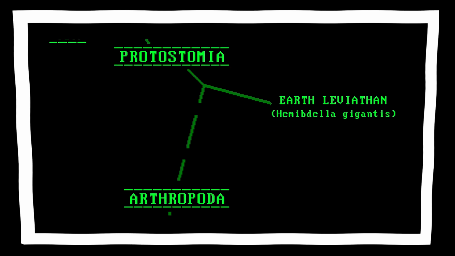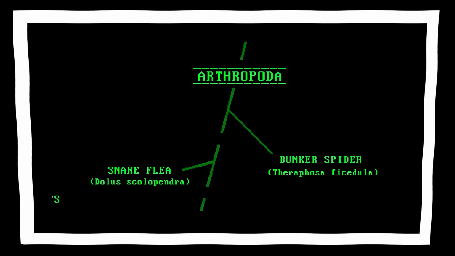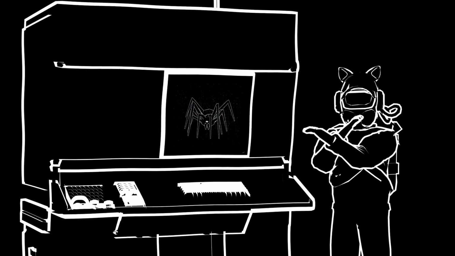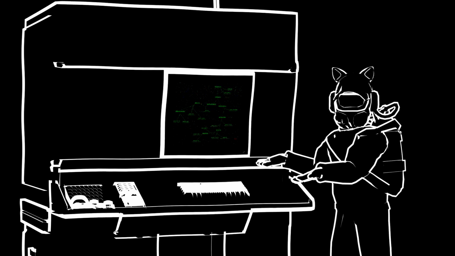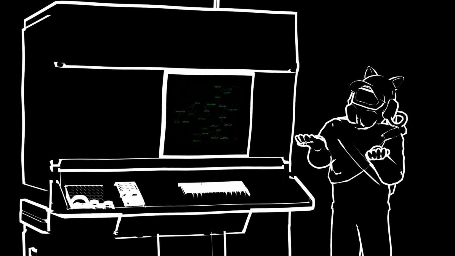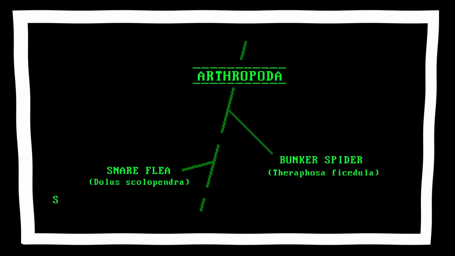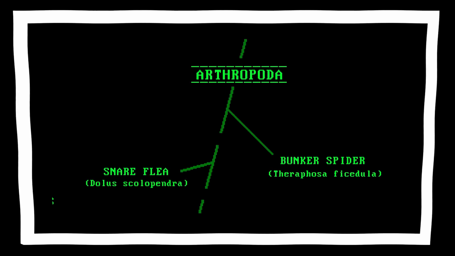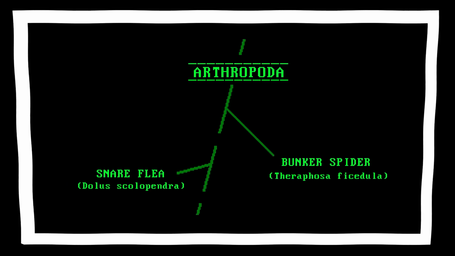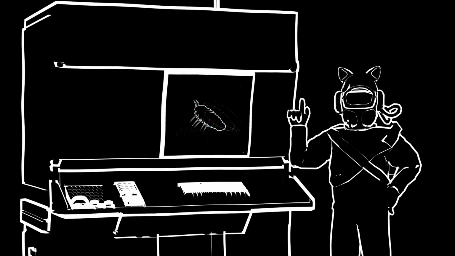We go down to Arthropoda, and then we see the bunker spider here, Theraphosa ficedula. We talked a little bit about how this is a real genus, but Ficedula is not a real species. We see this a couple of times in this tree where they will have a real genus but not a real species. And the snare flea is known in the bestiary as Dolus solopendra. It is also noted to be part of the family Chilopida, which is a family of centipedes.